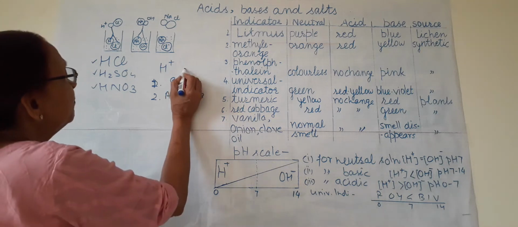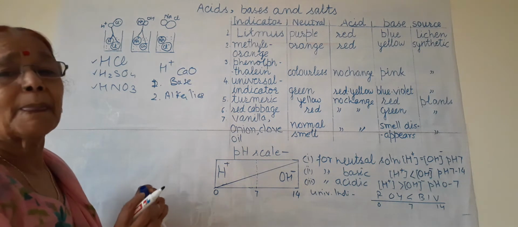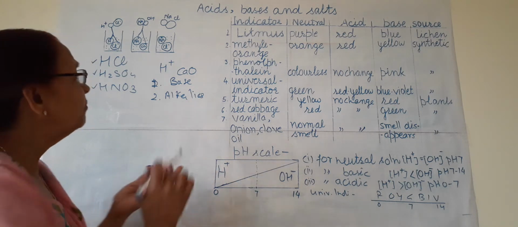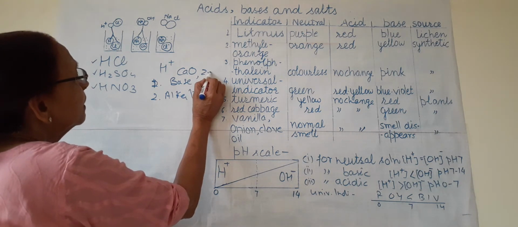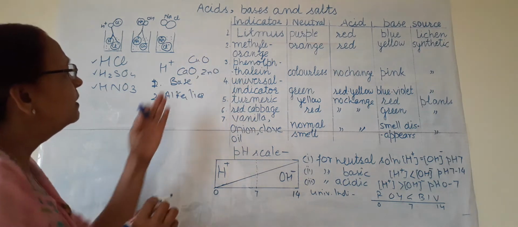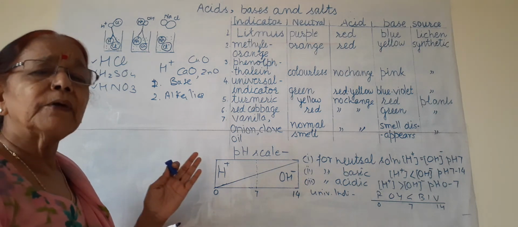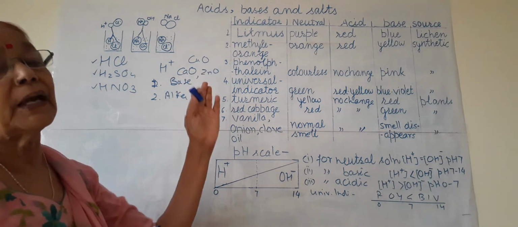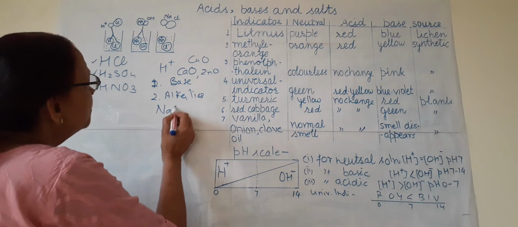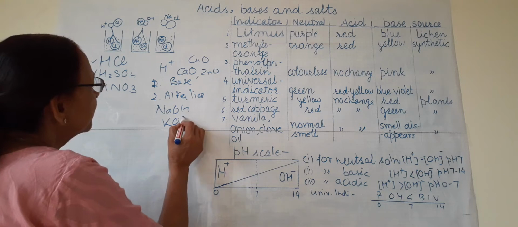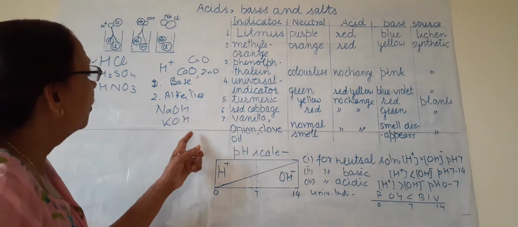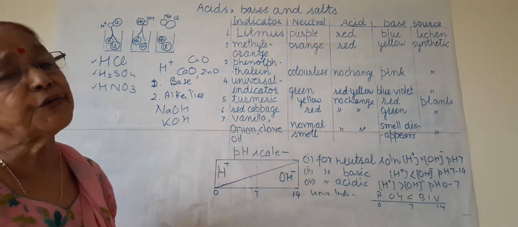The examples of bases are the oxides of metals or even hydroxides of metals, like calcium oxide, zinc oxide, copper oxide, and calcium hydroxide. These are some of the examples of bases. And what are alkalis? Two most important alkalis are sodium hydroxide and potassium hydroxide. They dissolve in water and they give OH ion.